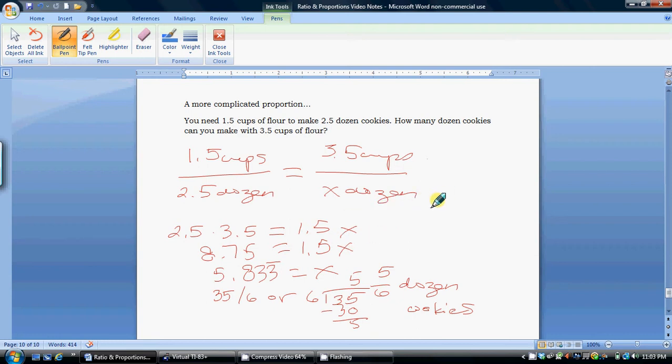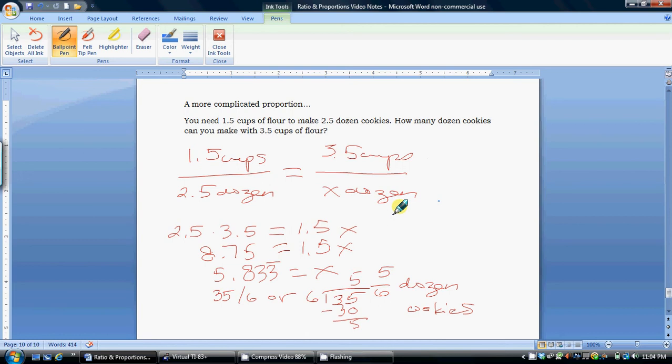Okay, so far we've had proportions with the x on top, and now we're going to have it with the x on the bottom. I just put my cups on top. I suppose you could always put your cups on the bottom and your dozen on top, and then you'd have the x on top again. But you need to get comfortable with x, a variable, being in a denominator at some point. So it's 1.5 cups for 2.5 dozen cookies equals 3.5 cups for x dozen cookies.